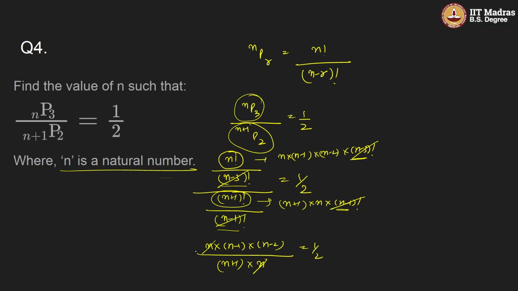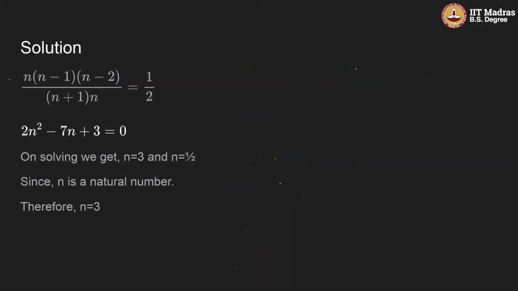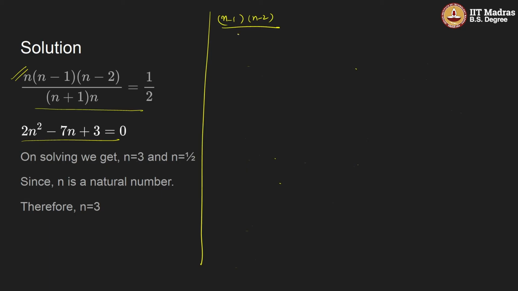Okay, this n cancelled. Now this n cancelled, right? So here we can see we have reached till here. Now we're going to solve this and make this expression, which will be (n minus 1)(n minus 2) divided by (n+1) equals to 1 by 2.